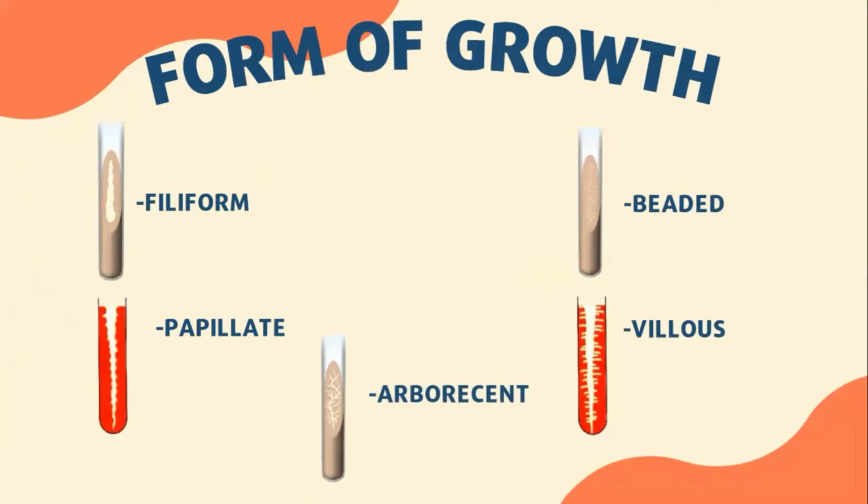Next, we have the form of growth. Specific bacteria can take different forms as they grow in an agar slant culture. So here we have filiform, next we have beaded, next we have papillate, then we have villous, and finally we have arborescent.